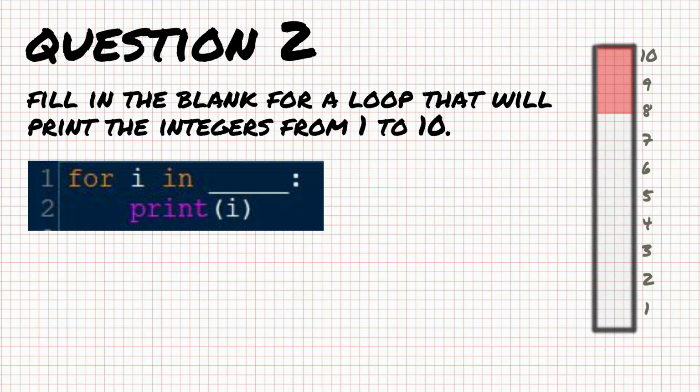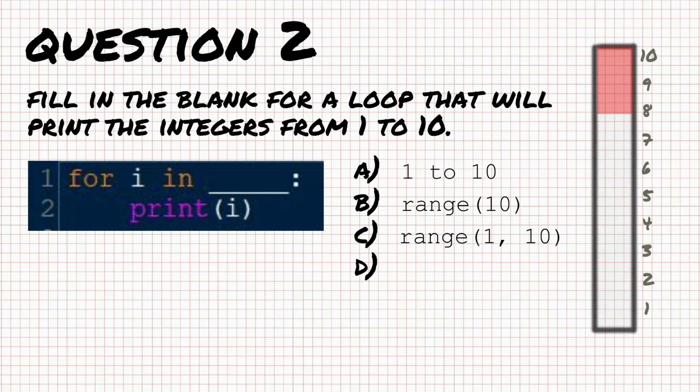Question 2. Fill in the blank for a loop that will print the integers from 1 to 10. For I in blank, print I. Is it A, 1 to 10, B, range 10, C, range 1, 10, or D, range 1, 11?